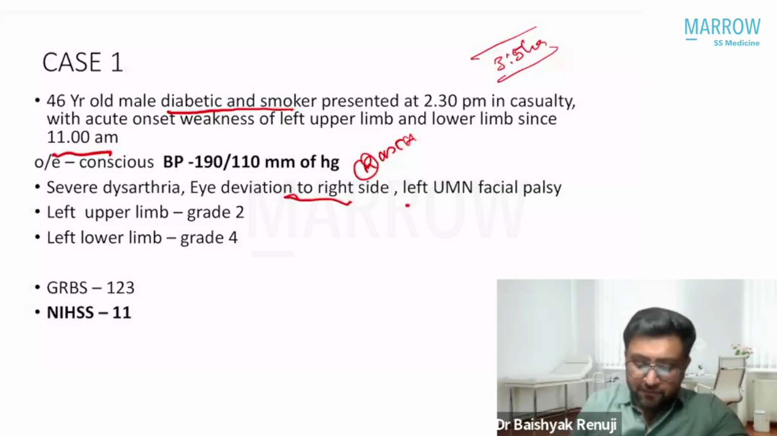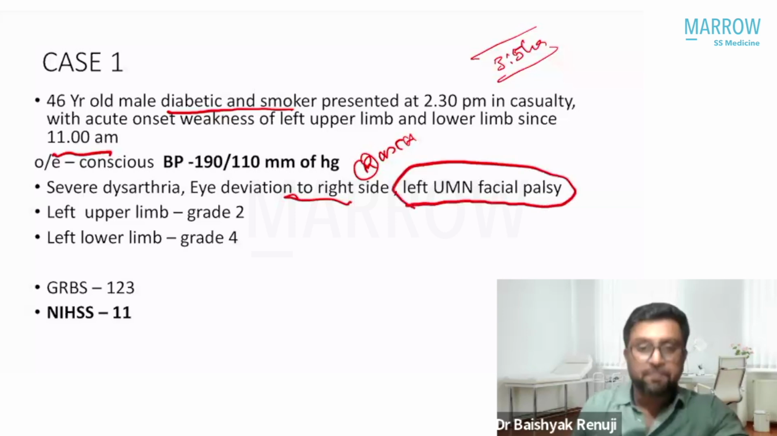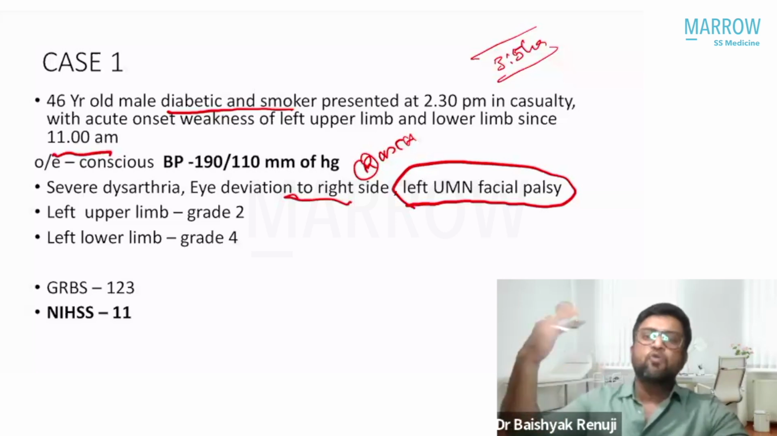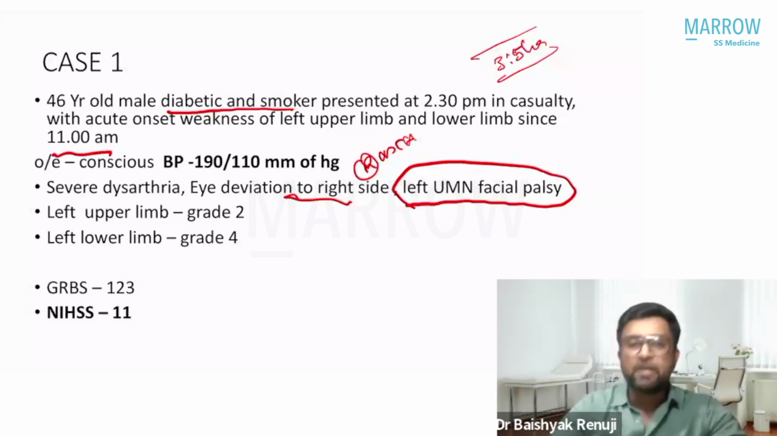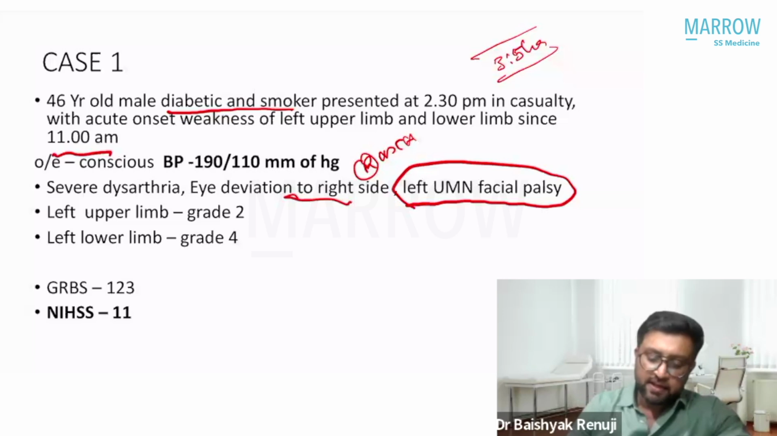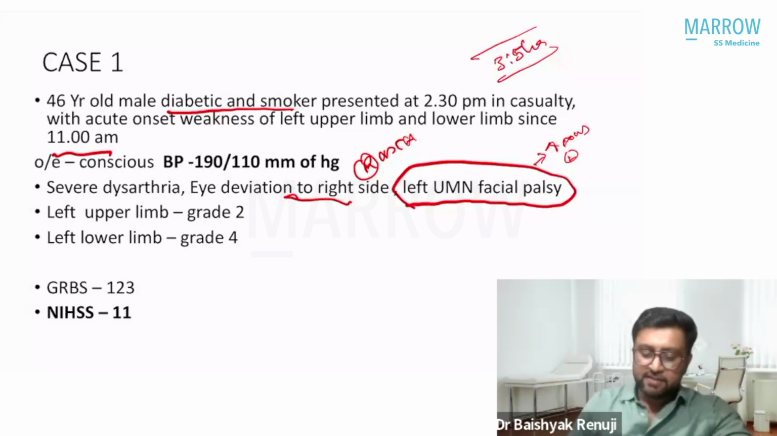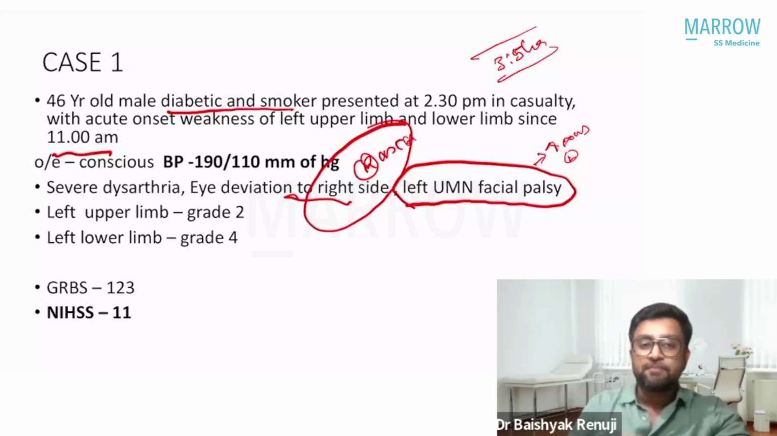Next finding is left UMN facial palsy. The motor nucleus of the facial nerve is located at the level of pons. So if the lesion happens above pons, UMN facial palsy will happen. Below pons, no facial palsy. At pons, LMN facial palsy. So this is giving a hint that the lesion is above pons, and that it is on the left side. So that tells you the lesion is most likely right MCA. From this, I am sure that the lesion is in the right MCA.